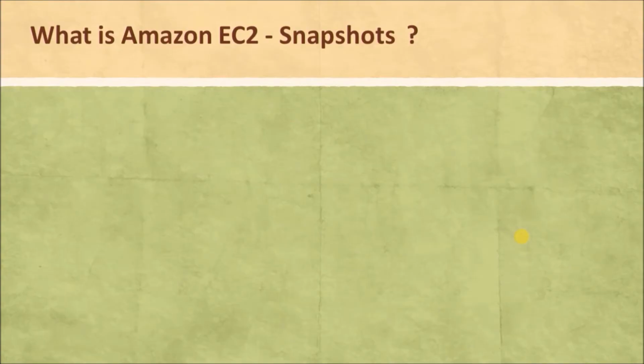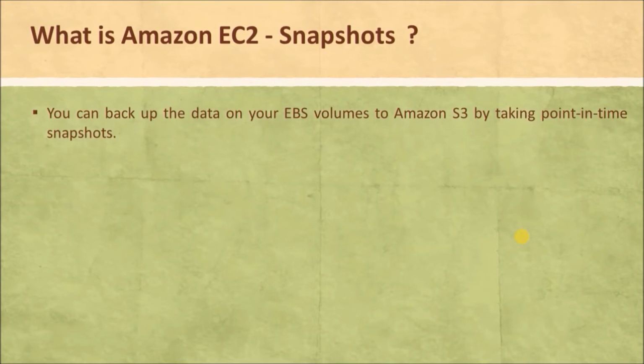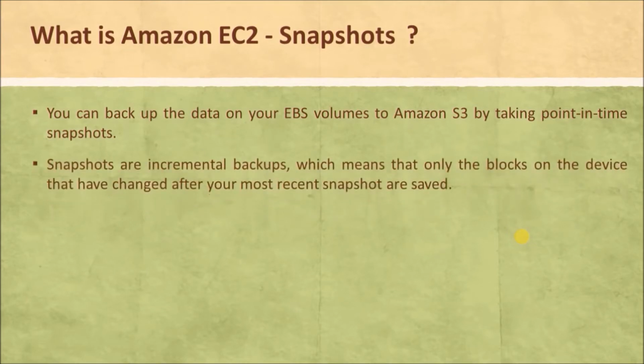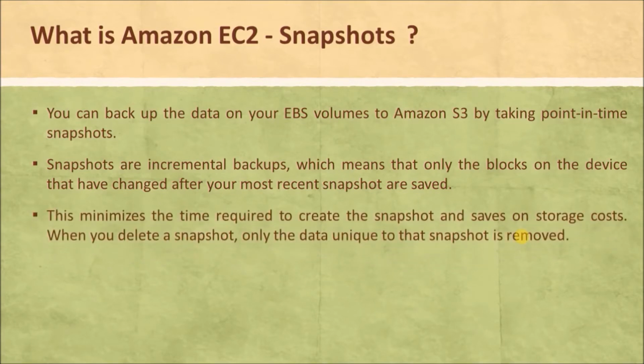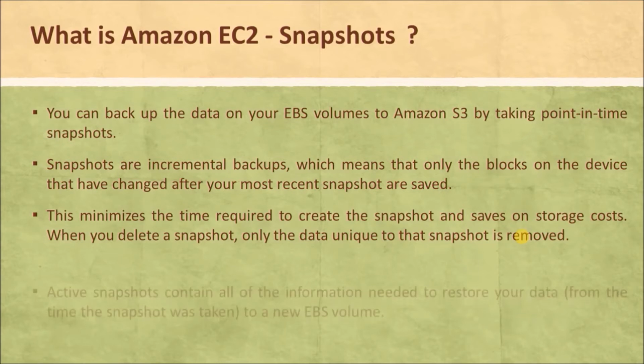What is Amazon EC2, snapshots? You can back up the data on your EBS volumes to Amazon S3 by taking point-in-time snapshots. Snapshots are incremental backups, which means that only the blocks on the device that have changed after your most recent snapshot are saved. This minimizes the time required to create the snapshot and saves on storage costs. When you delete a snapshot, only the data unique to that snapshot is removed.